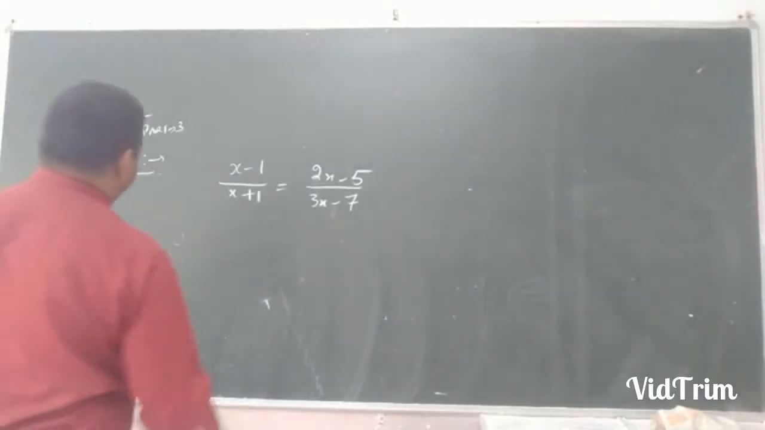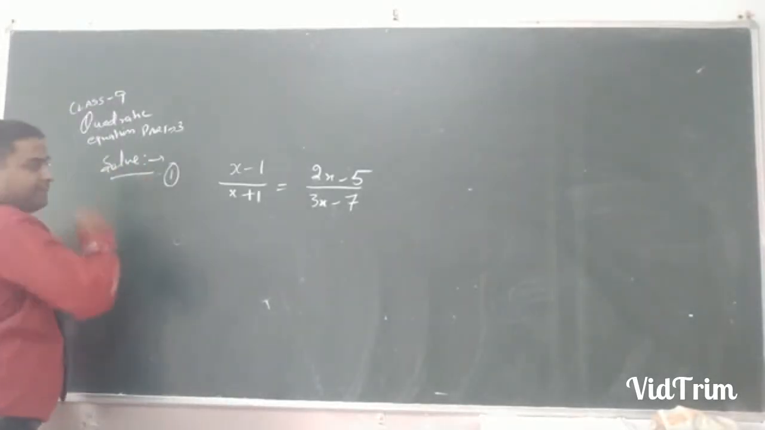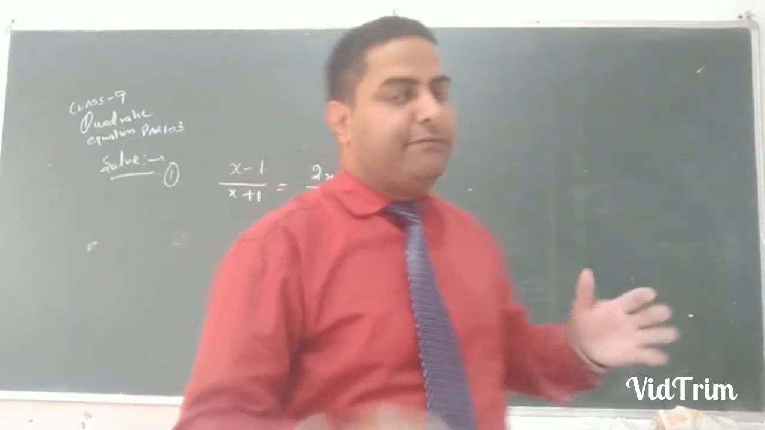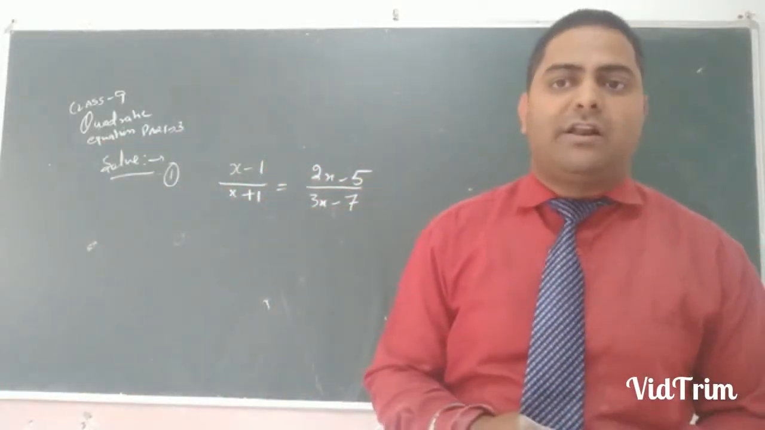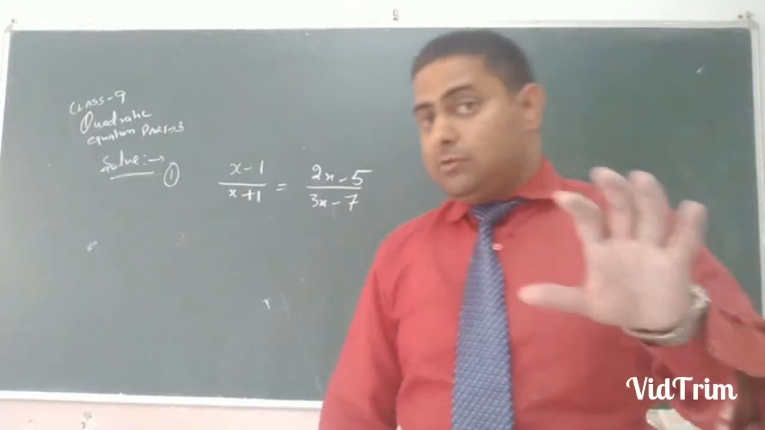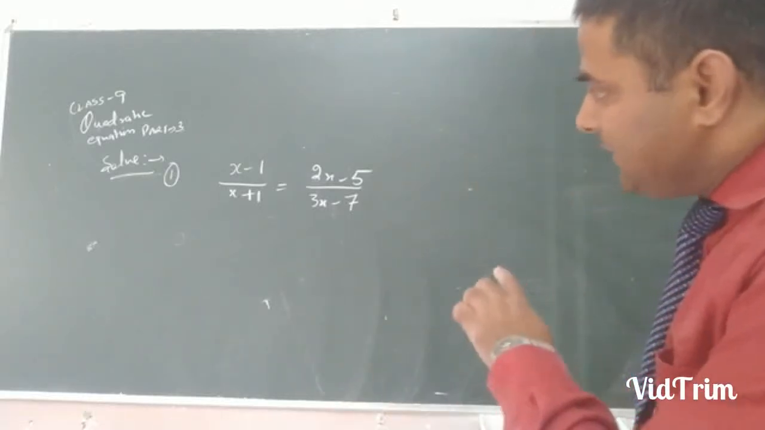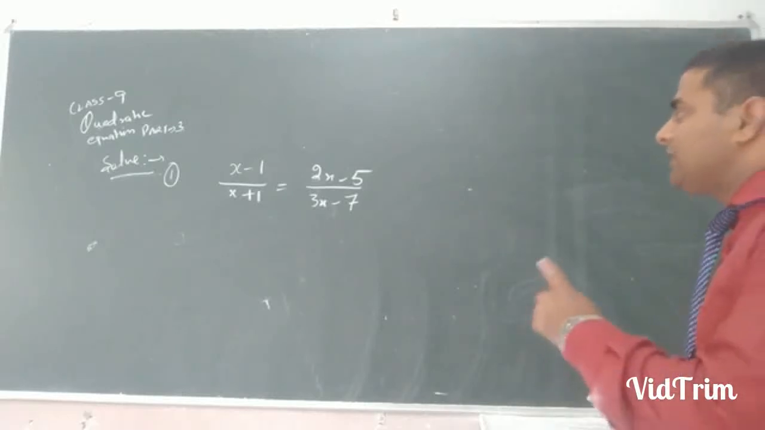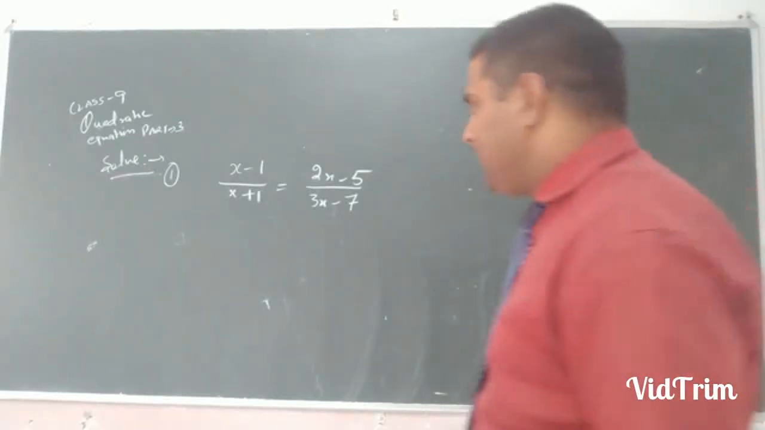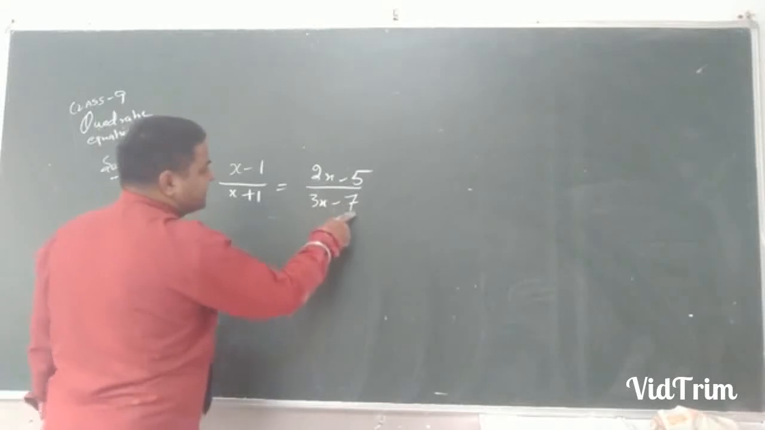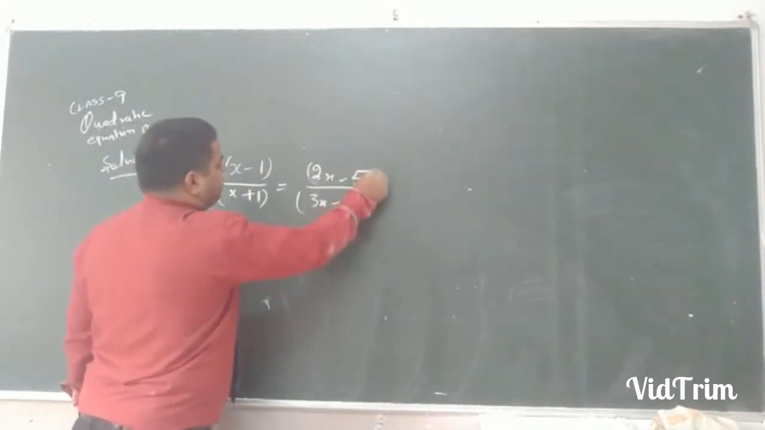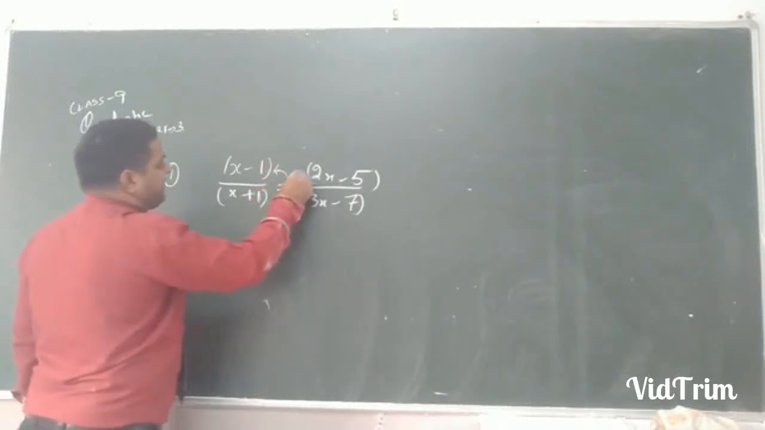Let us take another question of similar type. Now keep in mind, this is again a question in which no direct quadratic equation is given. Question is: solve x minus 1 upon x plus 1 is equal to 2x minus 5 divided by 3x minus 7. Now we simply cross multiply. This number multiplied here and this one here.